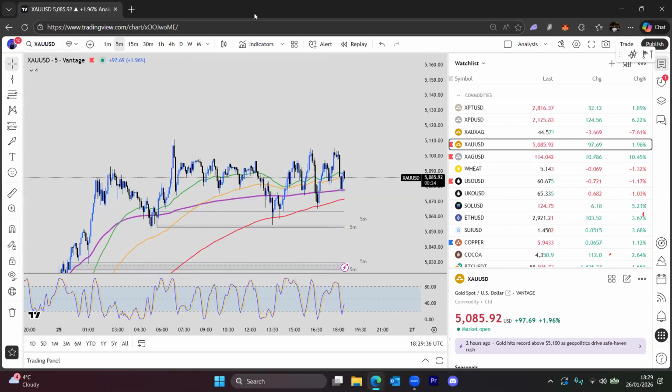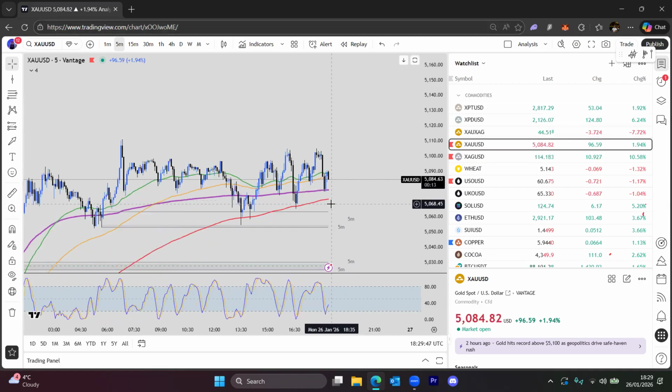Does anyone have any questions on that? First of all, are there any other confirmation candles apart from the doji that you'd be looking for?